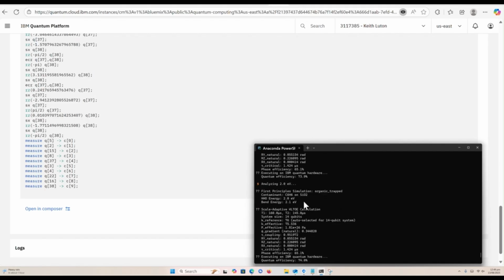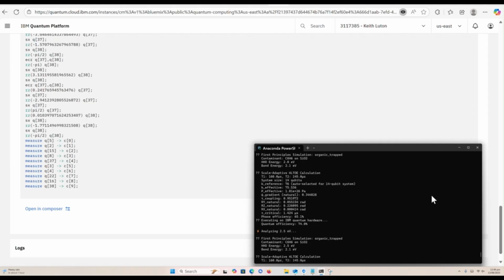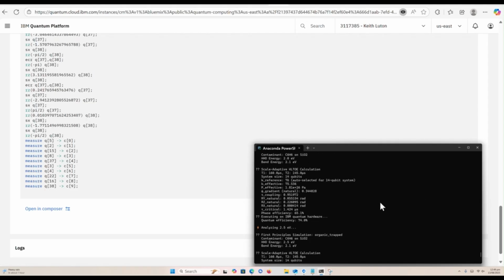Third, we run the quantum circuit 10 to 14 times, filter noise, average the results, and compare to the classical model. In over 140 trials, the variance between predicted and measured efficiencies stayed within 0.7%, confirming physical accuracy.